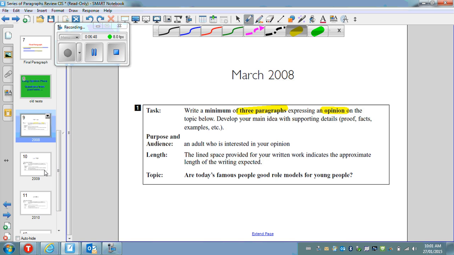So here's our topic. Are today's famous people good role models for young people? That is your topic. You can decide whether famous people are good role models. You're going to brainstorm that and what are all the points you could make for that. Then turn around and brainstorm famous people are not good role models. That gives you a barometer in which to gauge what will be best for you and your writing.